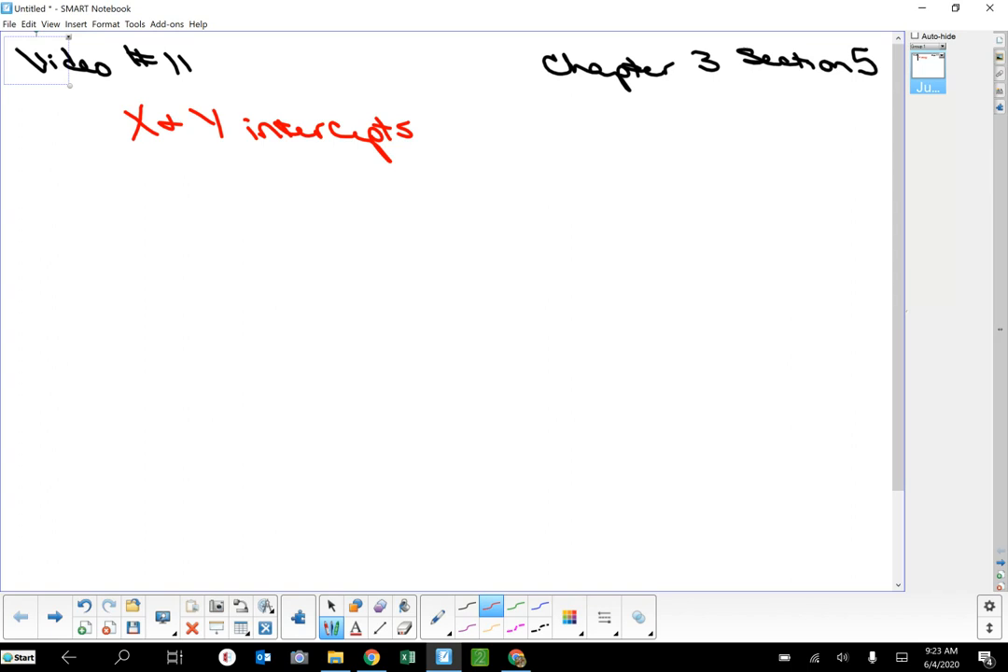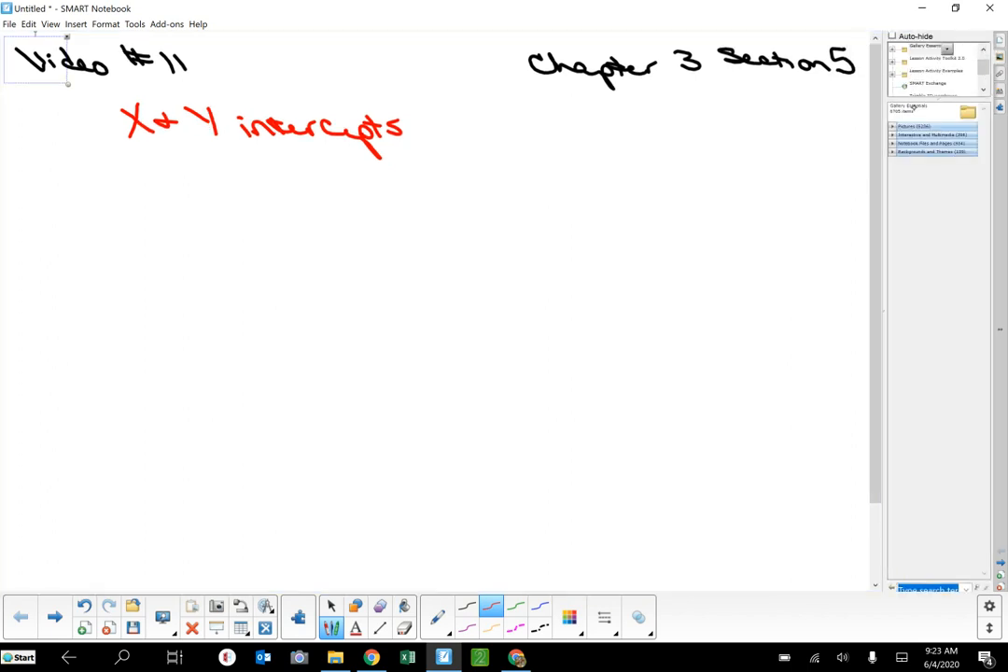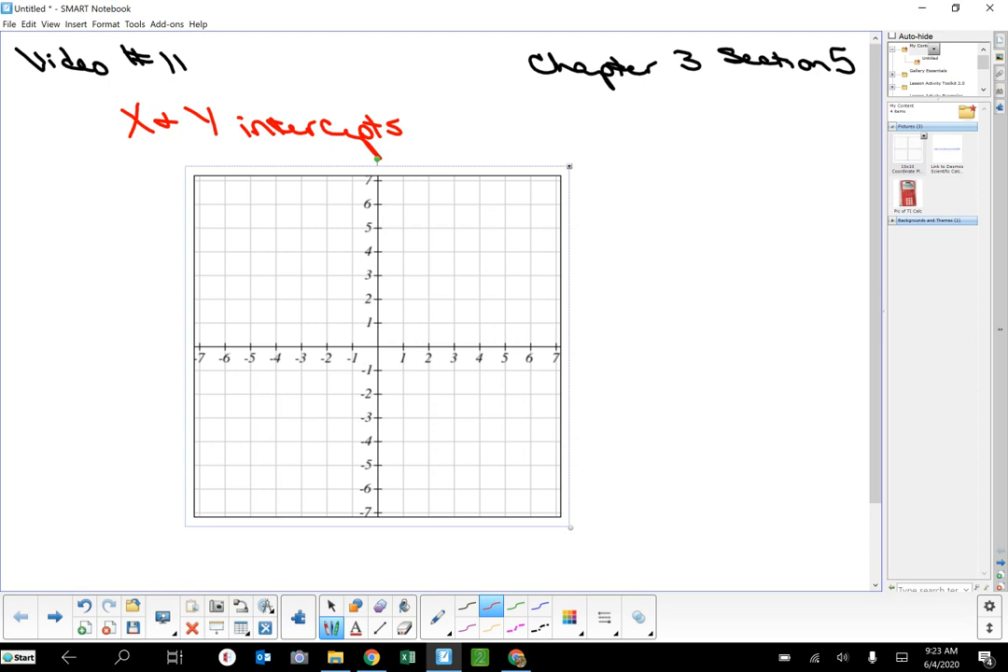So just a few quick things. We've already talked about a lot of this. I just want to make sure that we've covered all of our bases. So I'm going to grab a coordinate plane here. And we've already said that an intercept is where the graph crosses the axis, right? So an x-intercept is on the x-axis.